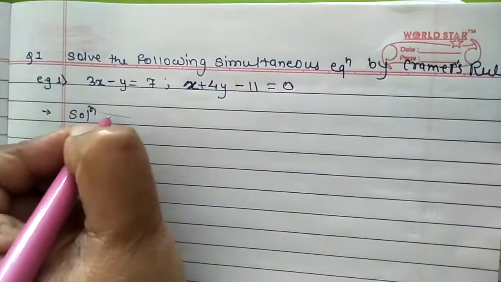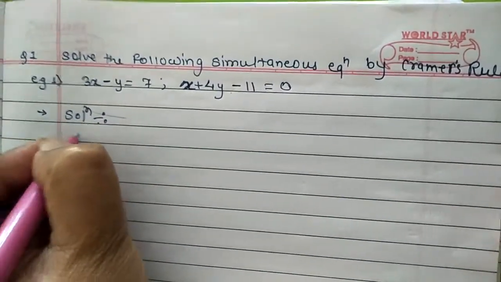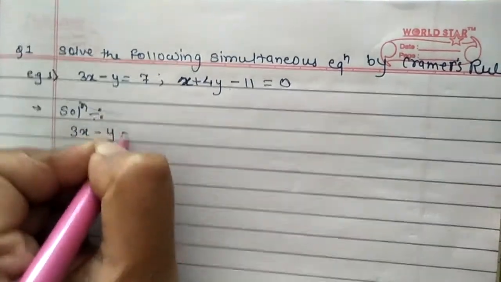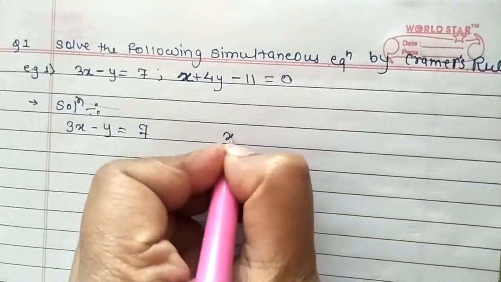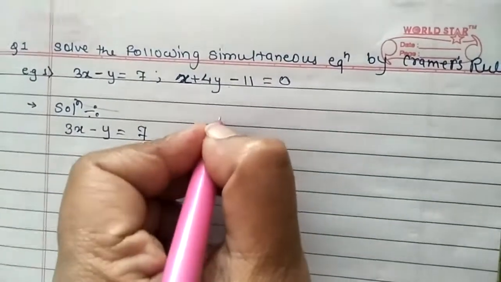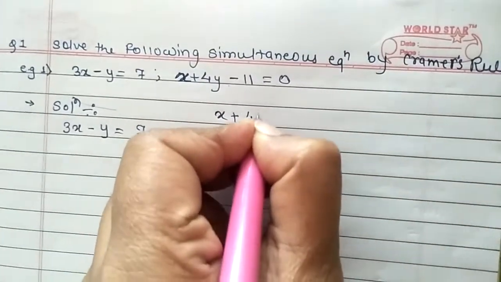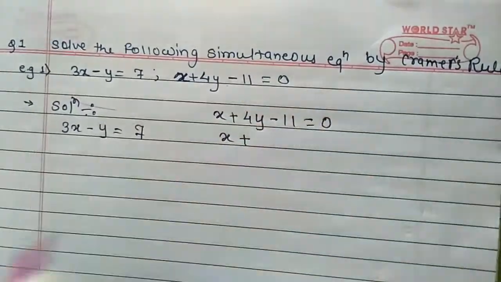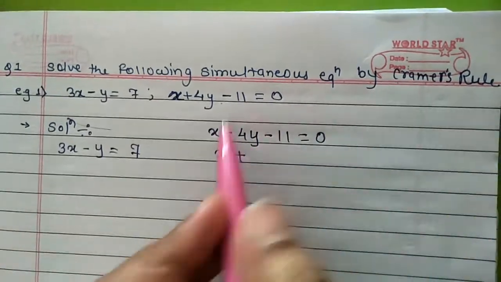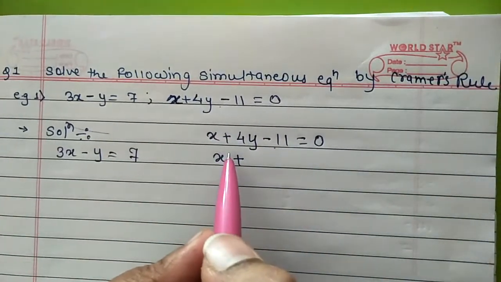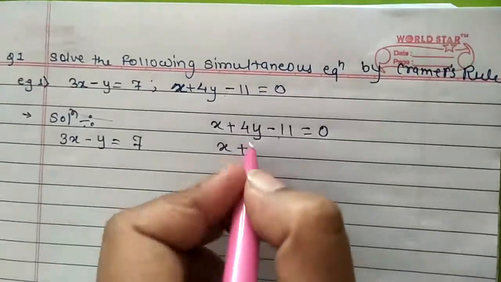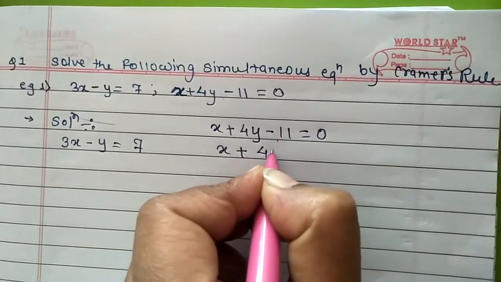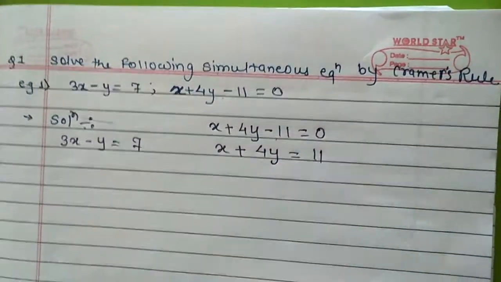Then this equation becomes what? Here, in the solution, I am going to write 3x minus y equals 7, and the second equation then becomes x plus 4y minus 11 equals 0. The constant term is on the left hand side, so we have to shift it to the right hand side. So it is x plus 4y equals 11.